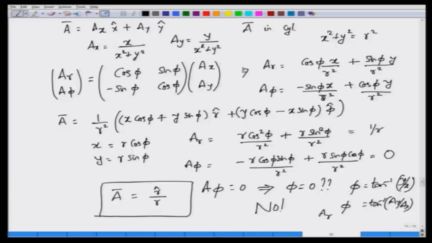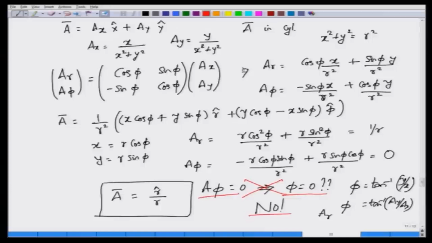So, this is a very important step for me to highlight to you. Just because the a phi component is 0, it does not mean that phi is also equal to 0. This is not correct. Do not think that a phi component being 0 means phi is also equal to 0.